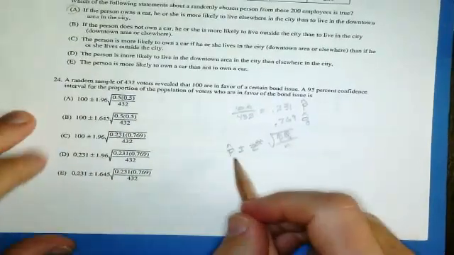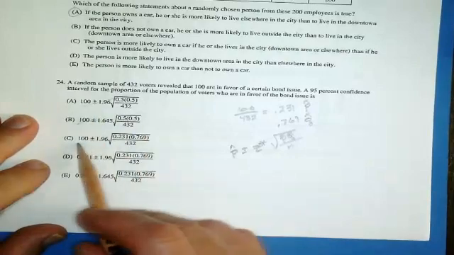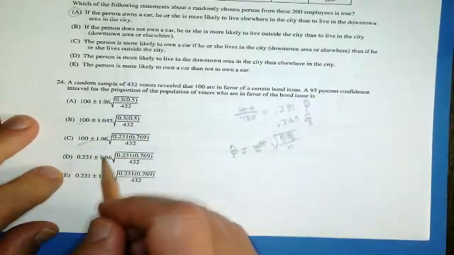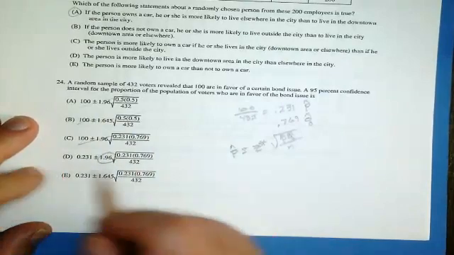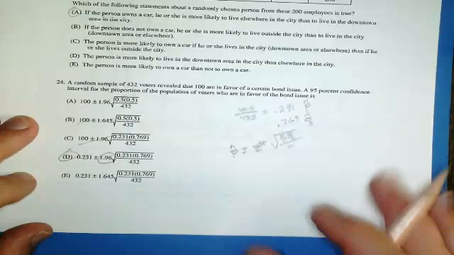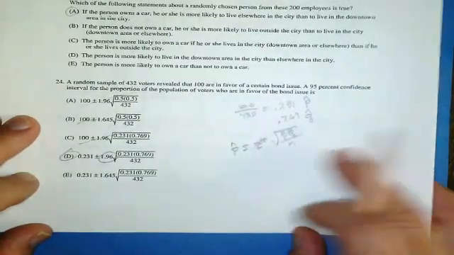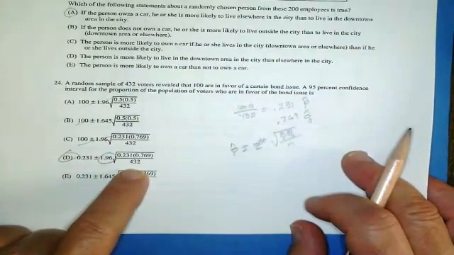Well, p hat is 0.231. So nope, nope, nope, right? It is a 95% confidence interval, and for 95%, z star is 1.96. D is my answer. We had to find the p hat and the q hat and see that those all fit in there. See, there's p hat, q hat, and my n.